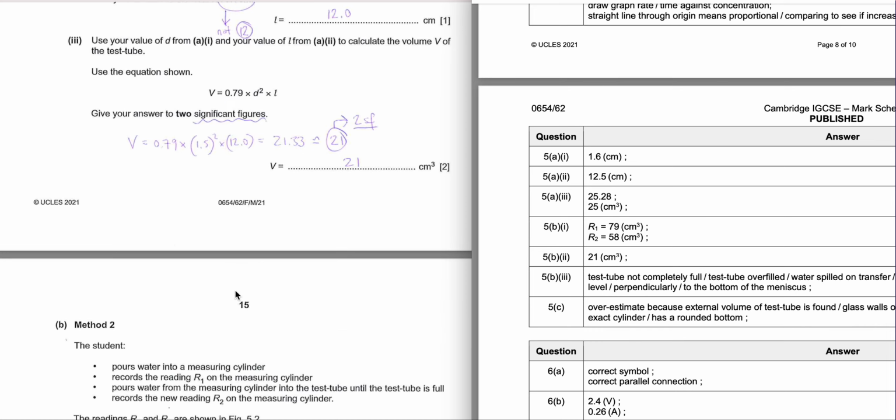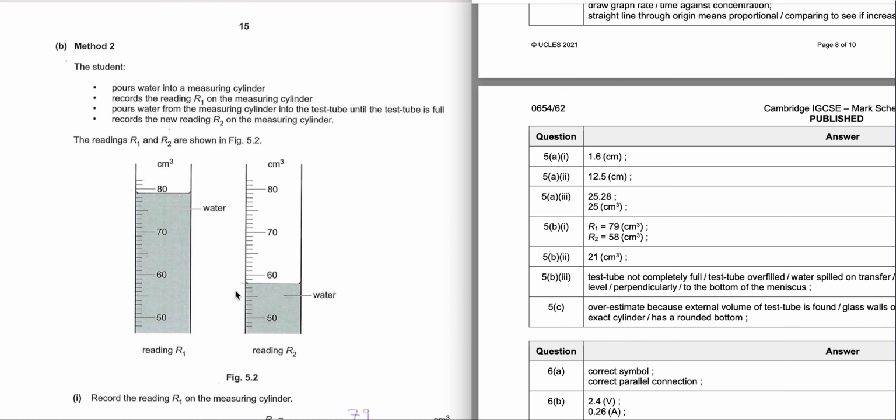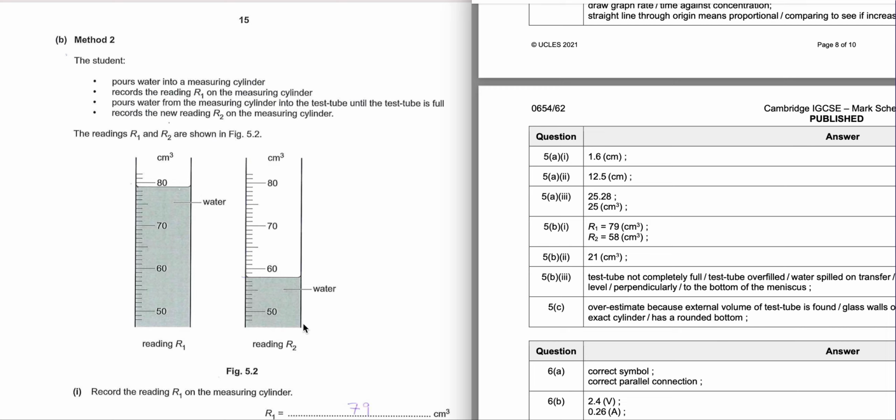We've got method 2 now. Slightly different. We're going to pour water into a measuring cylinder. We're going to record the reading. We're going to fill up the test tube with water and then record the new reading. So essentially using almost like a semi-displacement method here.